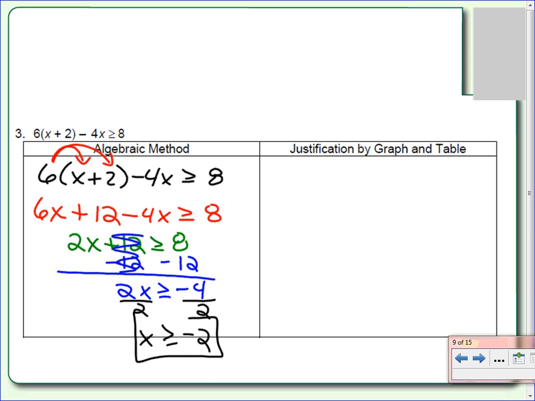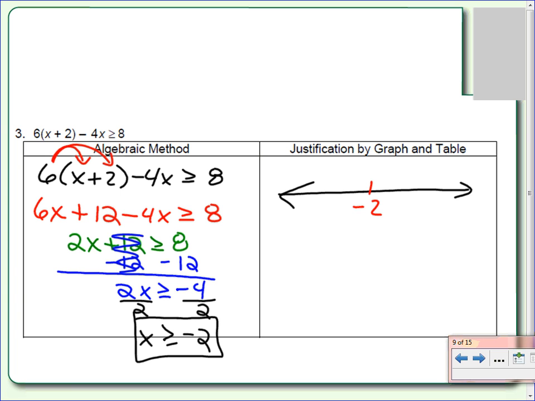So here's one way to write the answer. x is greater than or equal to -2. Now what I'm going to do is show that on the number line. So there's the number line. -2 is the number I'm going to put on the number line.